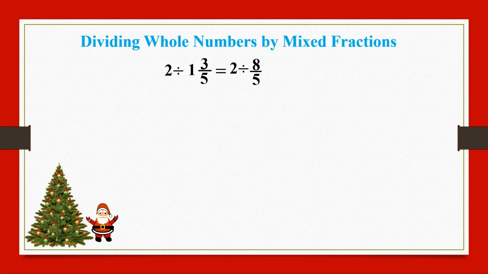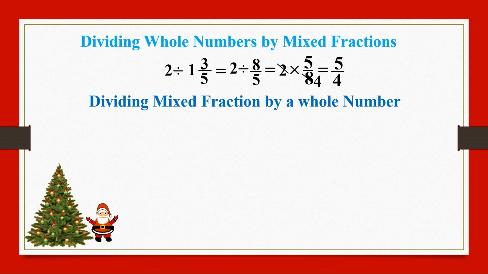So we get here 2 divided by 8 by 5. 5 times 1 plus 3 is 8 by 5. That is equal to 2 times the reciprocal of 8 by 5. You cancel the common factor and you get the answer to be 5 by 4.